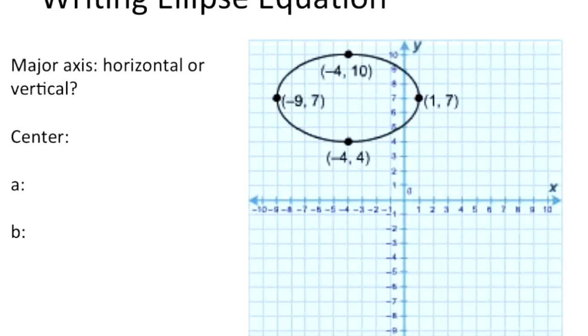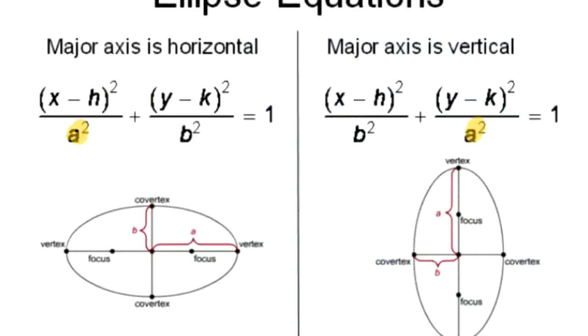So let's try one. If I show you this picture, everybody in the chat box, is your major axis horizontal or vertical? Can you please type that in for me? Excellent answer. So you guys are absolutely right. So the horizontal is the major axis. There we go. So I'm going to underline the word horizontal. Why is that important? Because it's going to tell us what equation to use.